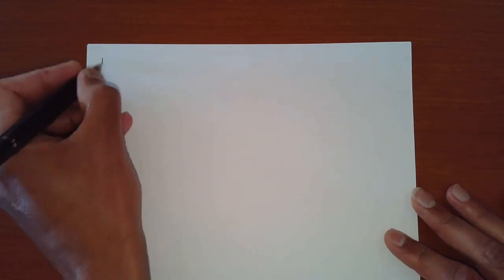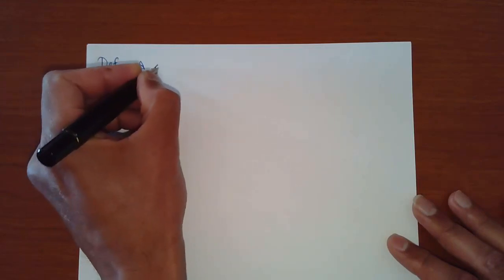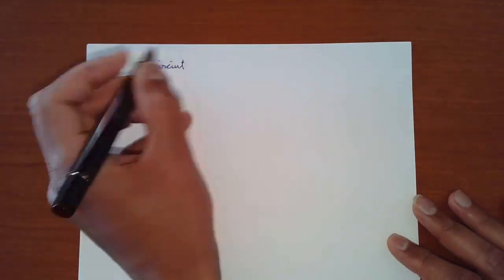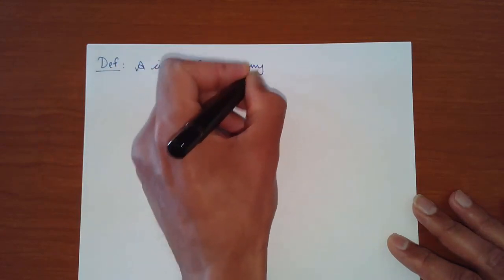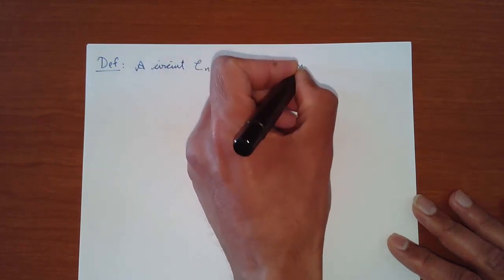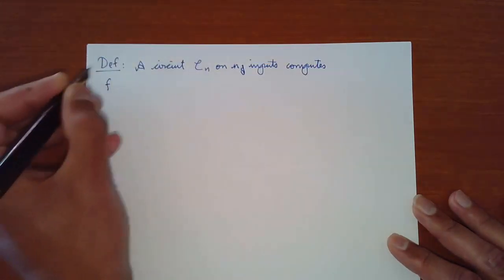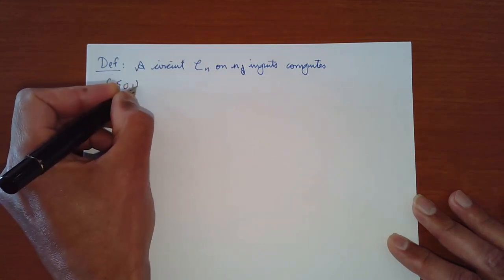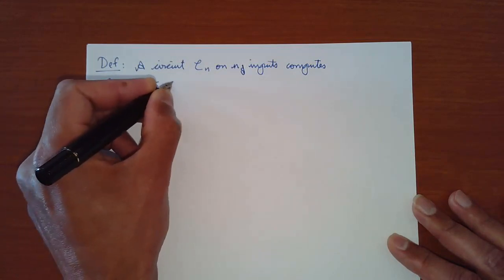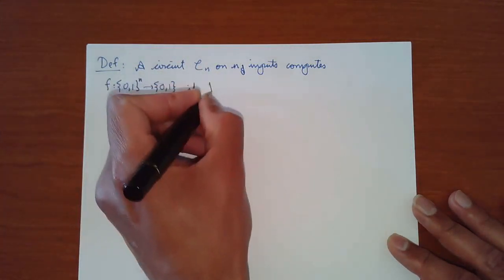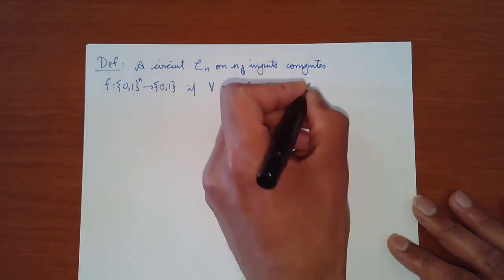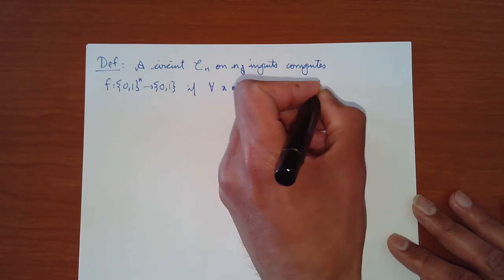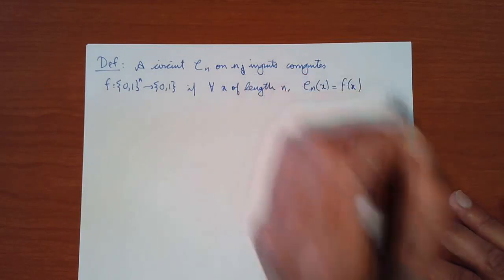So let me just give a few obvious definitions here. I'll say a circuit C_n on n inputs computes a Boolean function f if for all x of length n, sort of the obvious thing, C_n of x is equal to f of x.